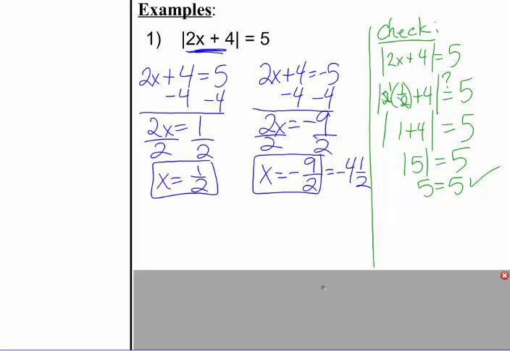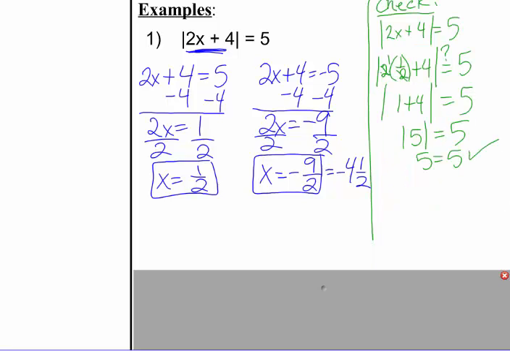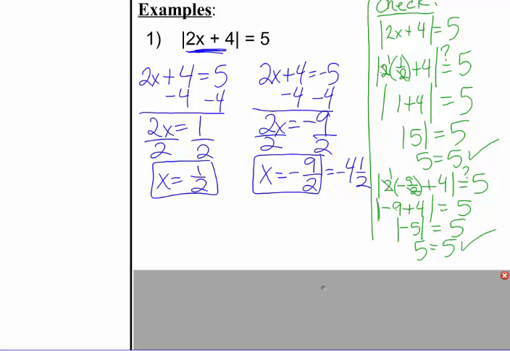Now we're going to do the next one, negative 9/2. So we have the absolute value of 2 times negative 9/2 plus 4 equals 5. We're going to check and see if that one works. Working inside the absolute value, 2 goes into 2 once. So that's negative 9 plus 4. Inside the absolute value, negative 9 plus 4 is negative 5, and the absolute value of negative 5 is 5. So 5 is equal to 5, so it does work. So both 1/2 and negative 9/2 are our solutions.